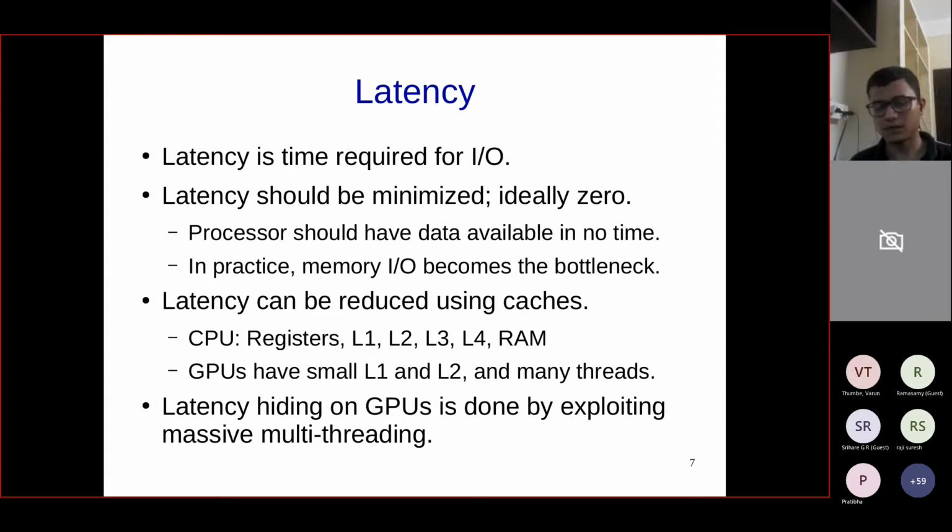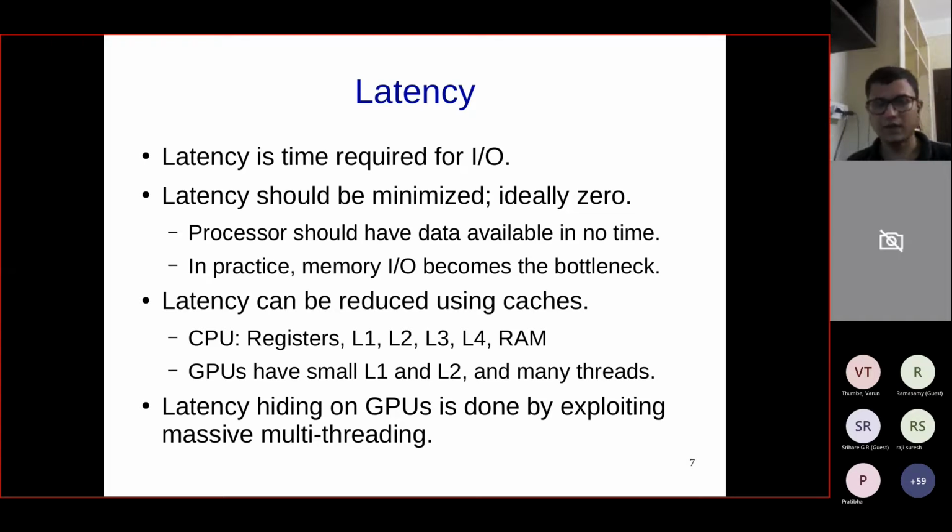But on GPU, we can do latency hiding up to some extent using registers as well as L1 and L2 cache, as we saw in the previous slide. But the problem here is that the number of threads on a GPU is very large. So the chunk of L1 and L2 cache and registers that we get per thread will be very small. We won't be able to store sufficient blocks in the L1 and L2 cache.